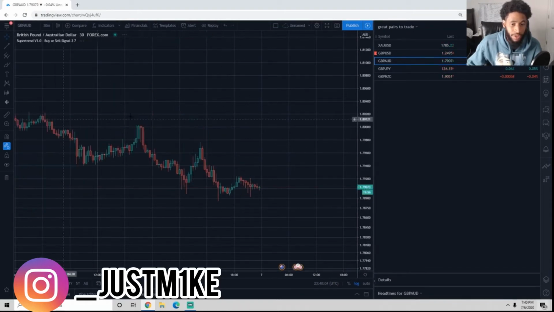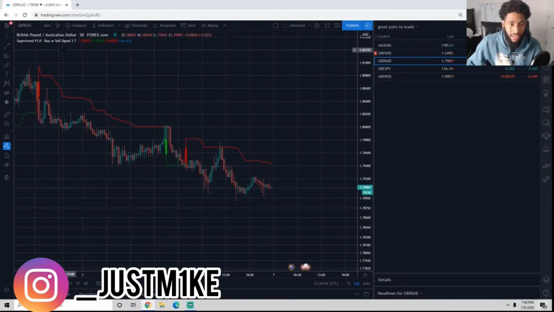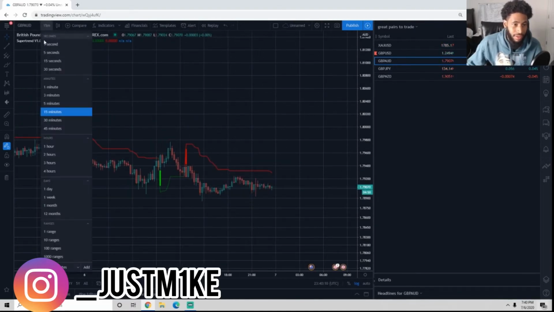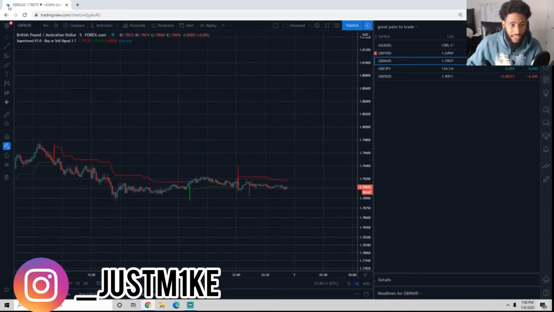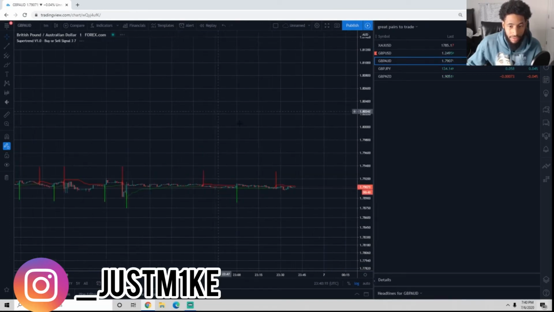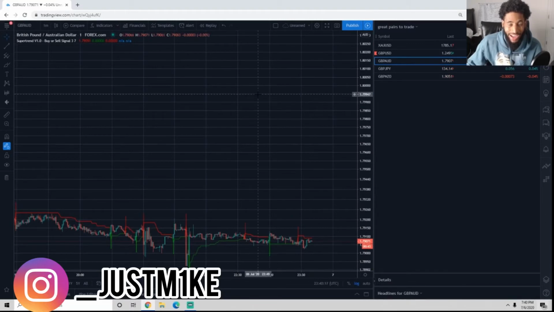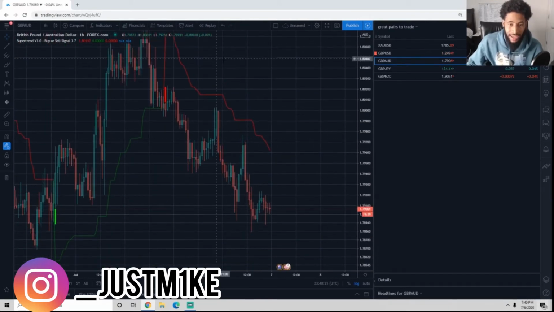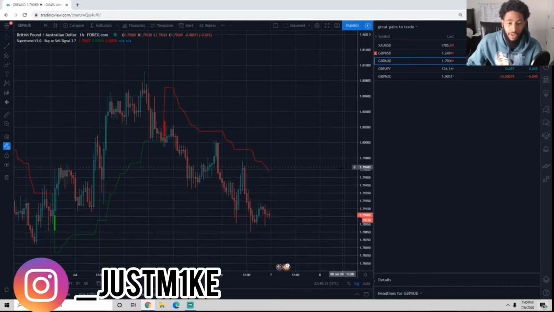If I go to the 30-minute, you can see that 30-minute is selling. 15-minute is selling. 5-minute is selling. 1 minute is selling. So I have just checked all of the time frames, and all of them are selling because I clearly checked the higher time frames and I identified the trend. So this is a beautiful lesson for you guys. I hope you got a lot out of this video, because I really wanted to show you guys this.